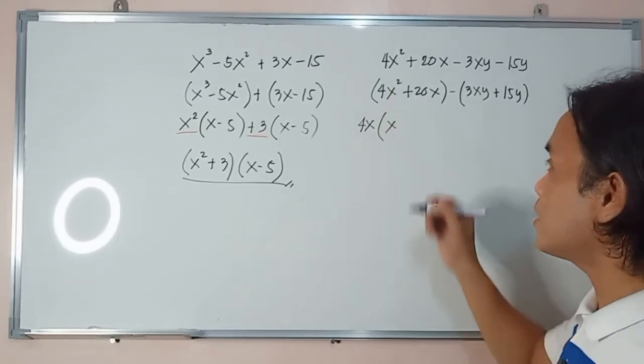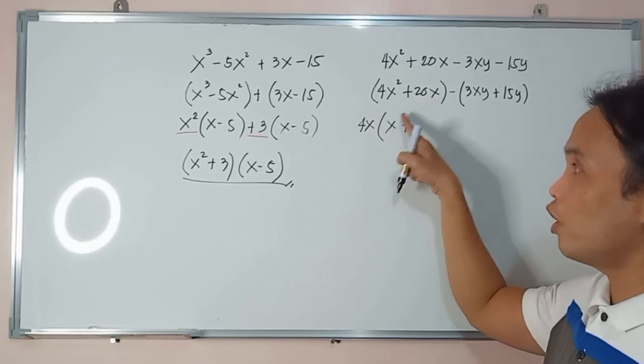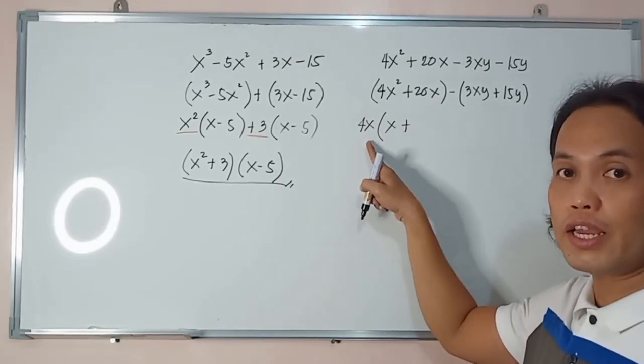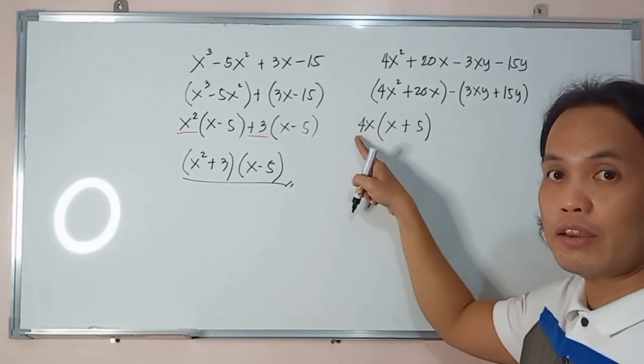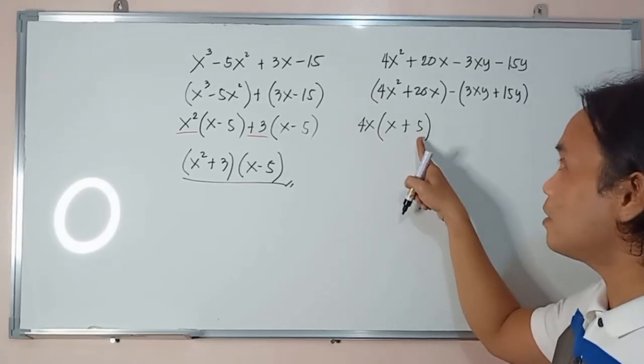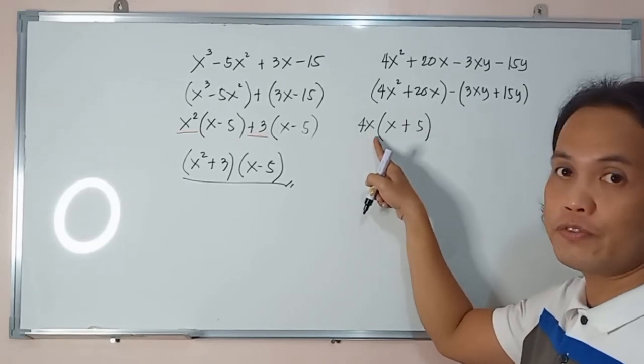Then we copy plus. Then what shall remain for 20x? We already have factored out 4x, so what shall remain shall be 5, because when we multiply 4x times 5, that is 20x. So our common monomial factor is 4x.